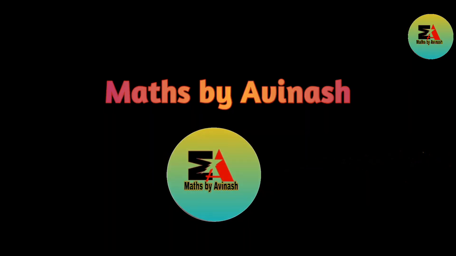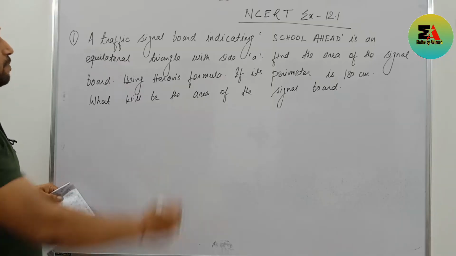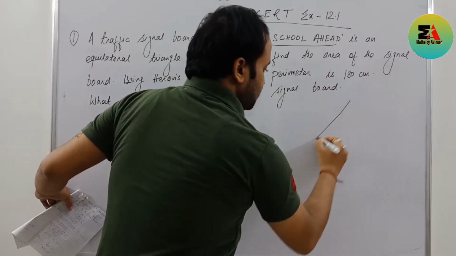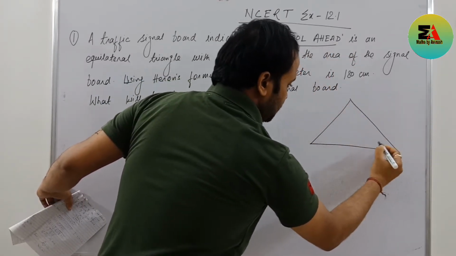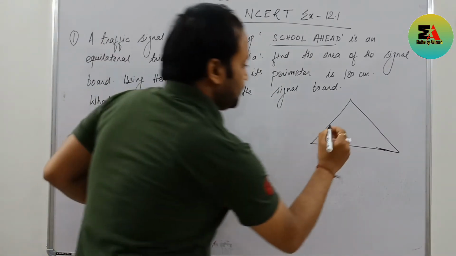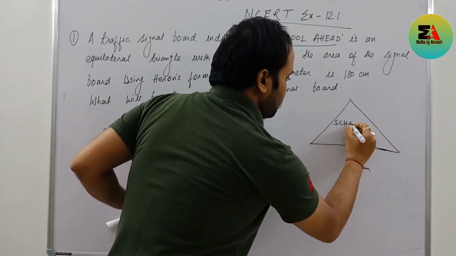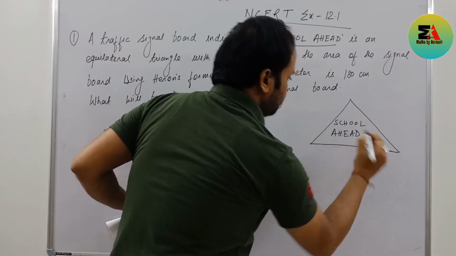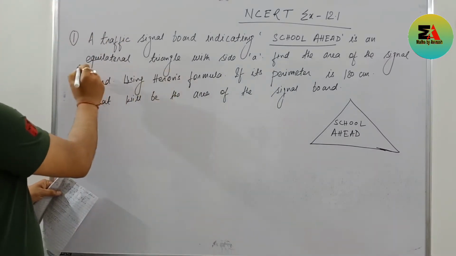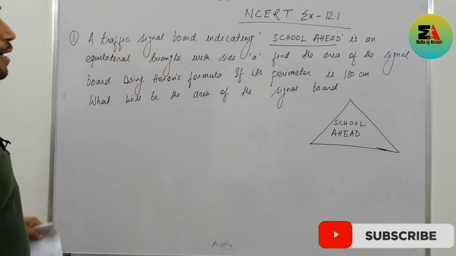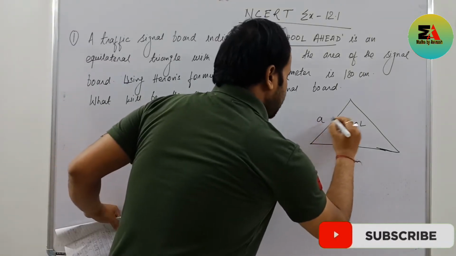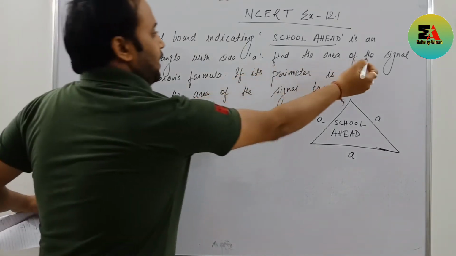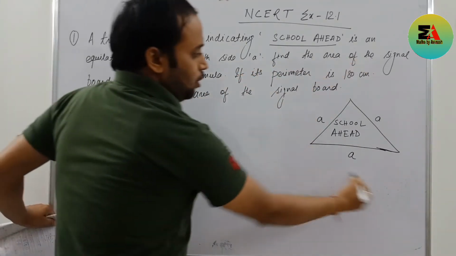This is our first problem from NCERT. The problem says: a traffic signal board indicating "school ahead". This is a traffic signal board, which is written as "school ahead". It is an equilateral triangle. We know that an equilateral triangle has all three sides equal. This side is a, this side is a, this side is a. And we have to find the area of the signal board.